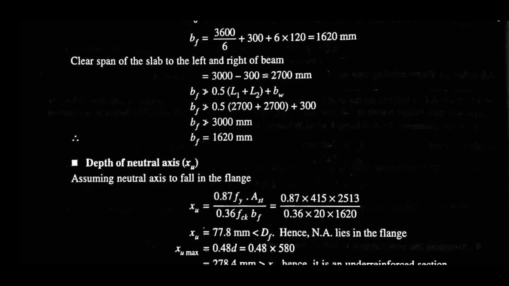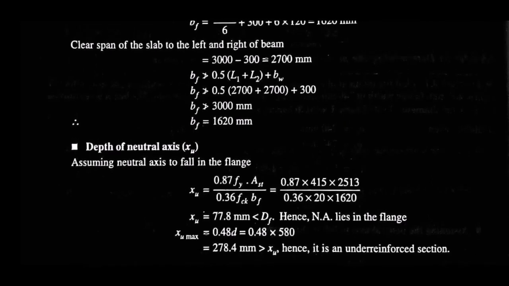Now we have to find out the depth of neutral axis. First of all, assuming the neutral axis to fall in the flange, after that we have to check whether the neutral axis falls in the flange or not. XU is equal to 0.87 Fy into AST by 0.36 FCK into BF, that is 0.87 into 415 into 2513 by 0.36 into 20 into 1620. So from this equation, XU is equal to 77.8 mm, which is less than DF because DF is 120 mm. So our assumption is right and the neutral axis lies in the flange.